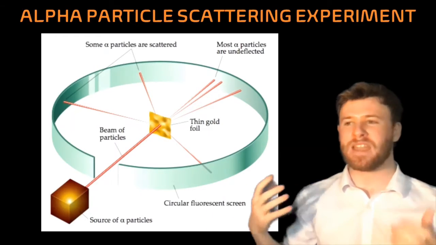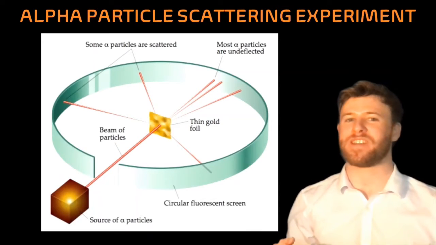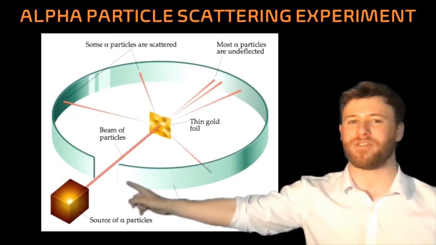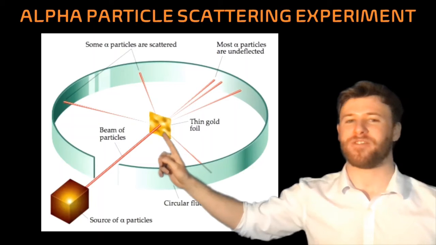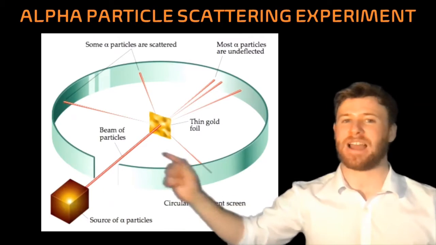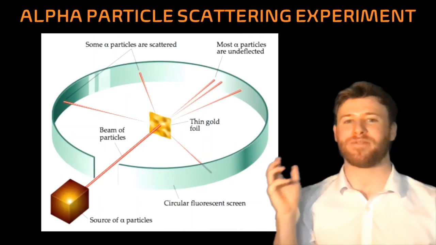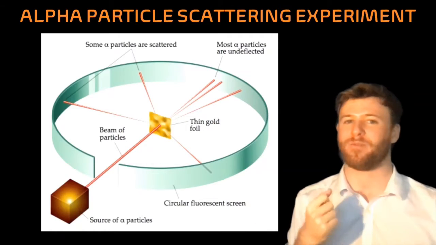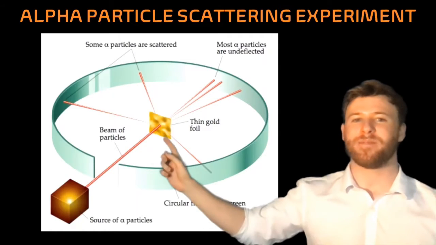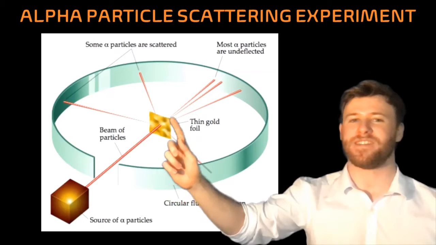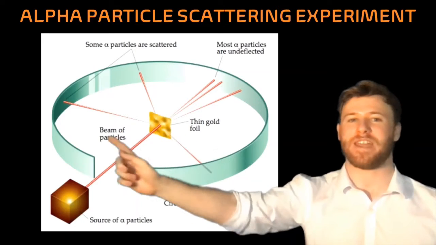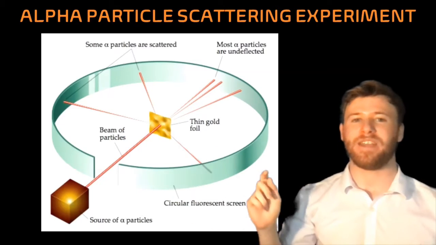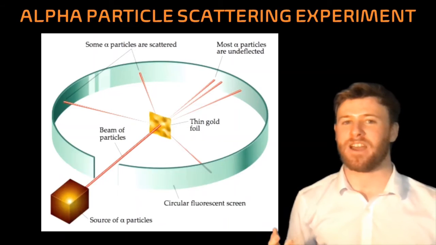Now, if it was completely solid, what we would have expected when we fired alpha particles at it is for those alpha particles to be deflected straight back, kind of like hitting a tennis ball being thrown against a wall. It comes straight back at you. But what actually happened was some of them were deflected to the sides, so sort of down this way and that way, but a lot of them ended up going straight through the gold foil.